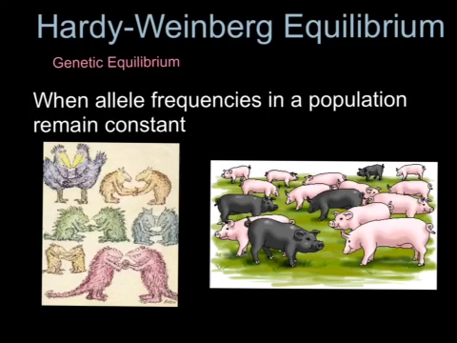Hardy-Weinberg equilibrium, also called genetic equilibrium, is when there's no evolution in a population. So when allele frequencies in a population remain constant, which means their genotype is constant in the population, there's no varying changes or anything.